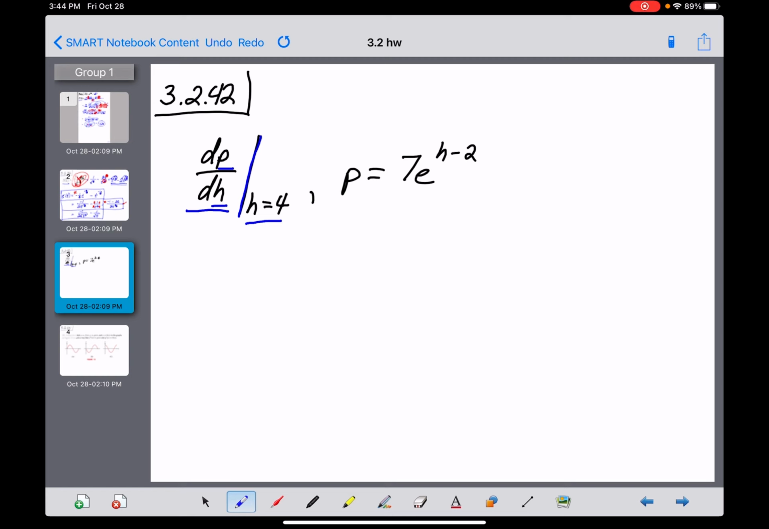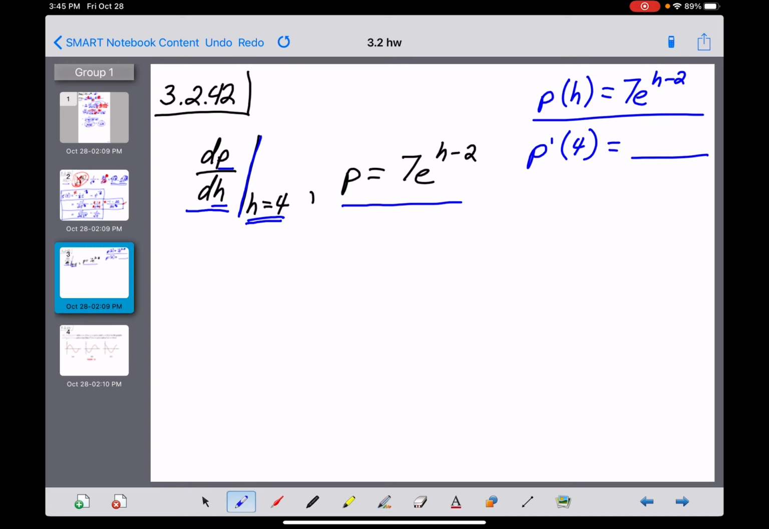So what they could have done just as well is taken this original equation and written it in function notation, like p as a function of h is 7e to the h minus 2 power. What they're really asking you to do, guys, is take the derivative of p, which we would call p prime, and evaluate it at this particular value of h. So this is really what they're asking us to do here. Take the derivative of this function and then plug in a 4 when we're all done with that.